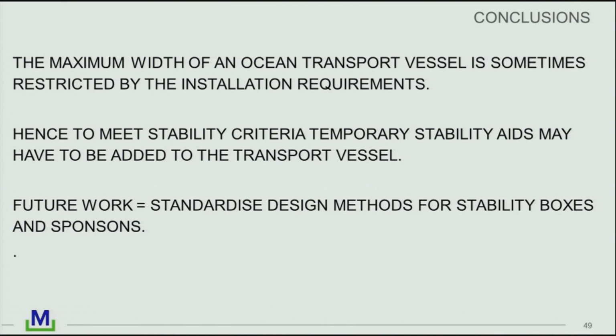Just a few words in conclusion. You can see that there have been lots of accidents with these transport vessels, barges, heavy transport vessels. We do some unusual things in terms of the stability boxes, the sponsons, in order to increase stability to get just past the warranty surveyor guidelines. We have no guidelines, though, for the design of these temporary buoyancy stability tanks. My conclusion is that we should try to get some design methods for these stability boxes that would be easier to get past the marine warranty surveyors.